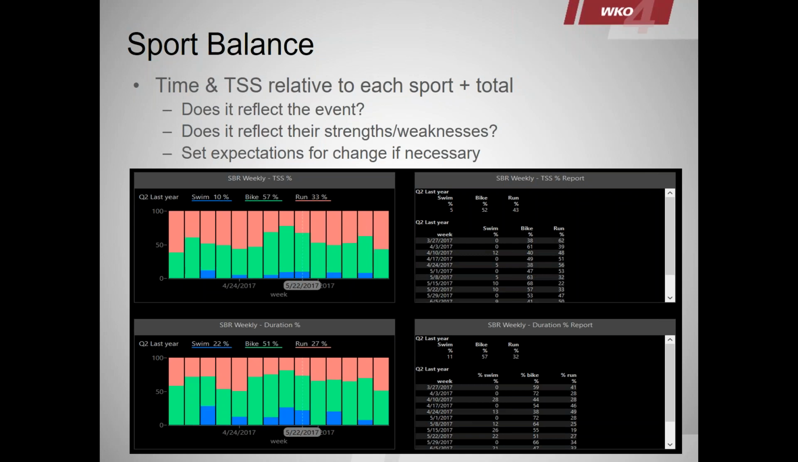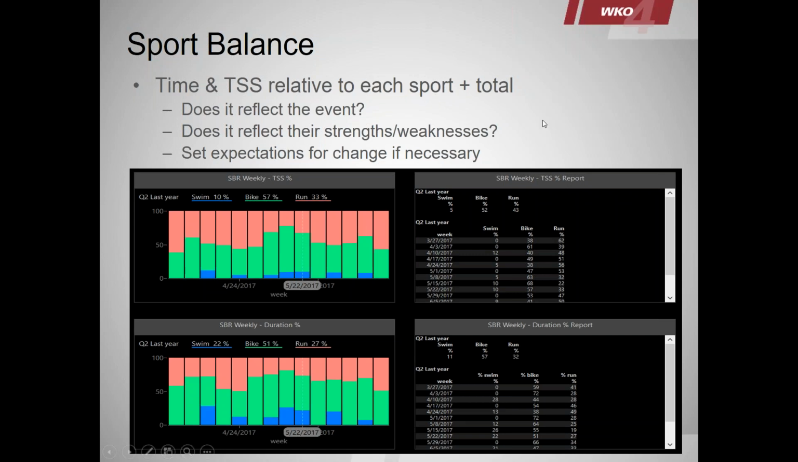And it might also be adjusted for various times of the season, but just to get a good idea of what they're doing in the past, and maybe once they start following your plan, you're going to be all set. Anyway, does it reflect the event? If you're doing a triathlon, generally you want to be doing at least 50% of your workouts, your time in TSS, in cycling, less time swimming and a little less time running.